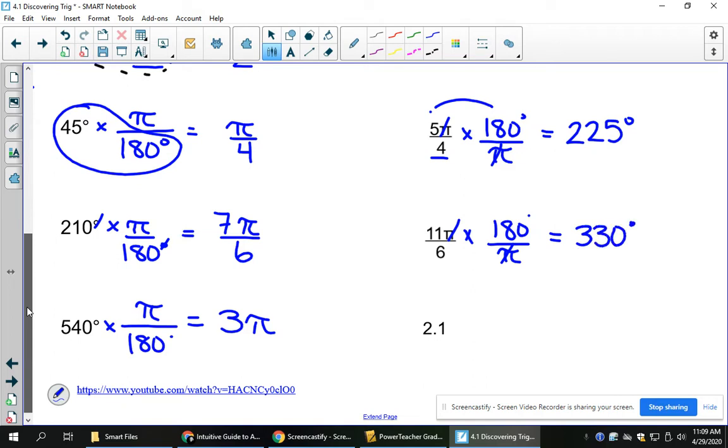The last one doesn't have a pi in it. This is basically a rounded value, 2.1. It still doesn't have units, so you can assume that it's radians. So I'll multiply with degrees on top, pi on bottom. And this one I'm going to do my equal sign squiggly because I'm just going to approximate and round off some decimals here. It's approximately 120 degrees. Without having that pi in there, it's hard to get an exact value. If it's just a decimal, it's just going to be approximate.